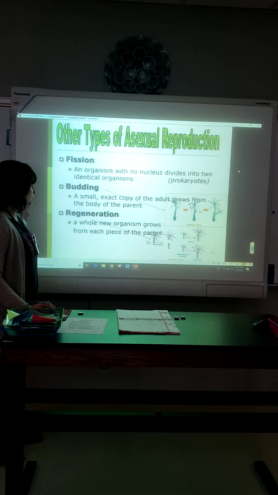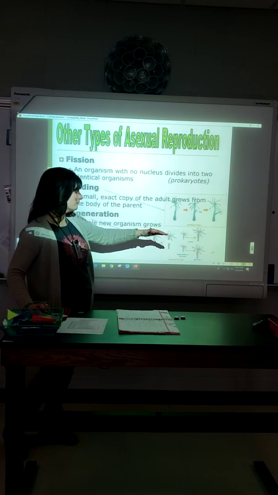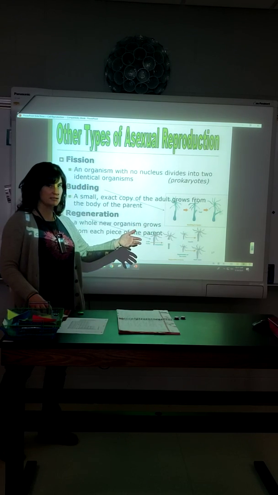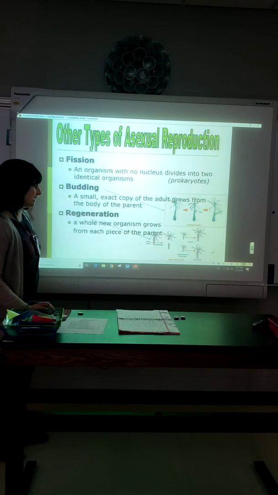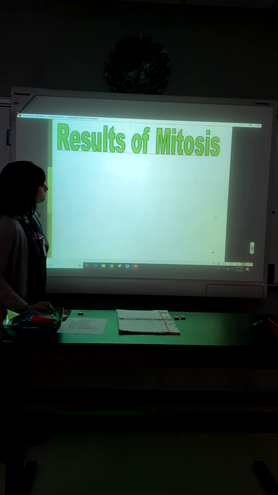And then regeneration, the same kind of thing can happen. A whole new organism can grow from each piece of the parent. So in this case, just a piece of it lops off. It doesn't grow off of the organism. It actually kind of splits or divides, and then it turns into an exact copy or clone of the original. Okay, so those are just a few examples.